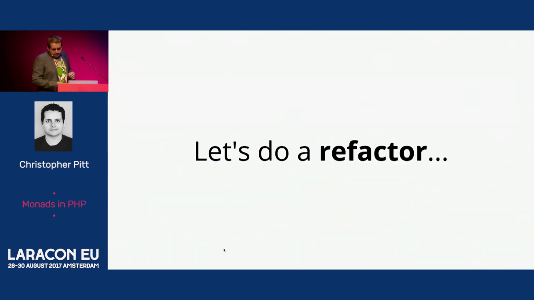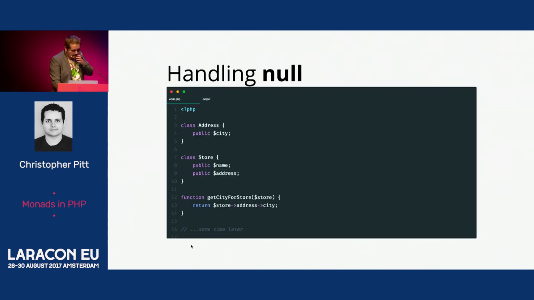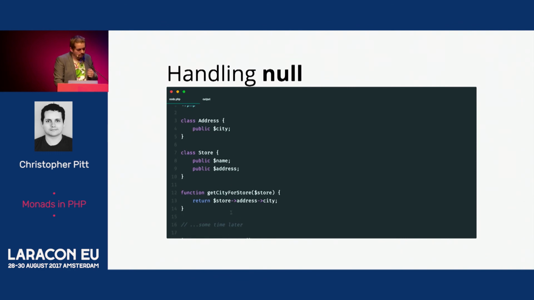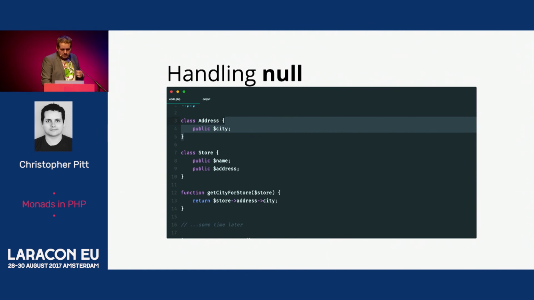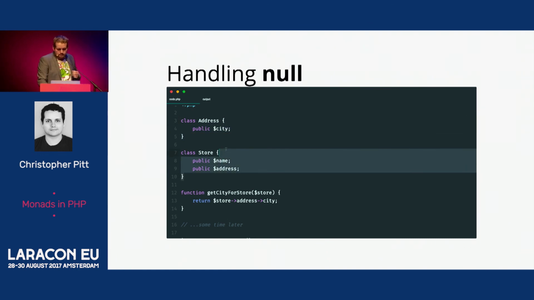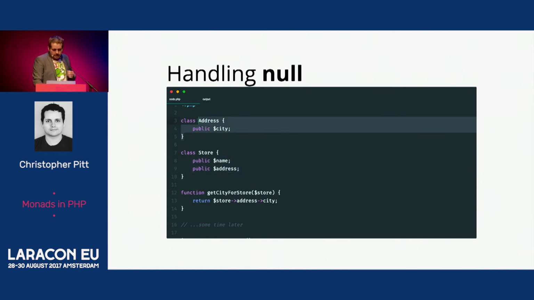So let's do a refactor. Now that that is out of the way, have a look at this code, which is not uncommon in some code bases I've seen before. We have an address class and a store class. And addresses can be created and assigned as properties of store objects. So if we wanted to, for instance, get the name of the city for a store, a naive method might be to take the store, use property access to get address, use property access to get city.